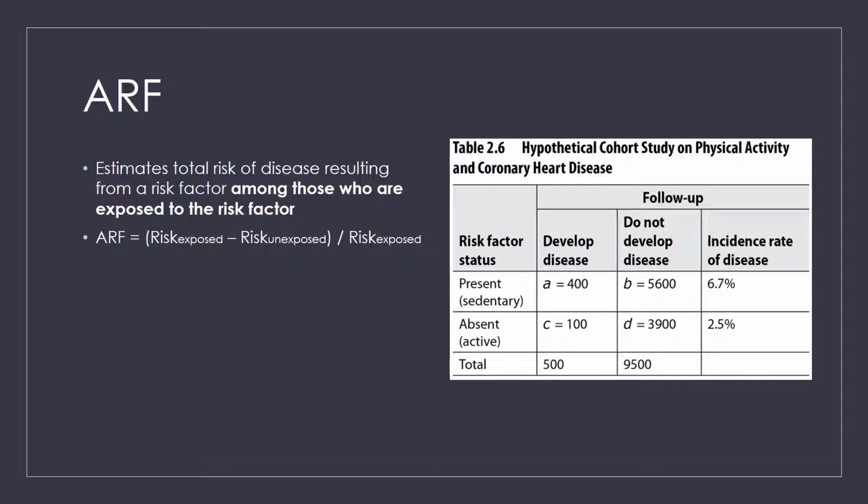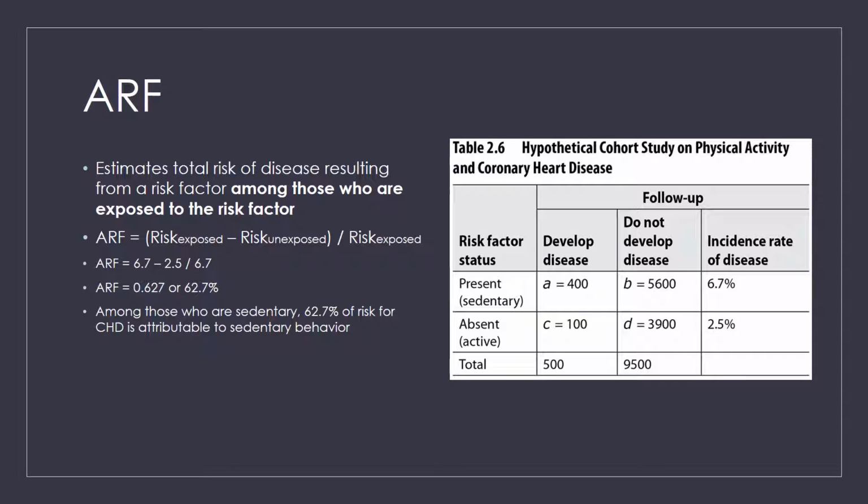So we've already calculated in a previous lecture the risk difference simply by taking 6.7 minus 2.5. Here what we're doing is just adding another component to that. We're taking the risk in the exposed, that's the risk in the sedentary, that's 6.7%. Subtracting the risk in the unexposed, that's those who are active, so that's 2.5%, and then simply dividing all of that by 6.7 again. So there's the math on the screen for you. That comes out to 0.627 or 62.7%. That's the attributable risk fraction.